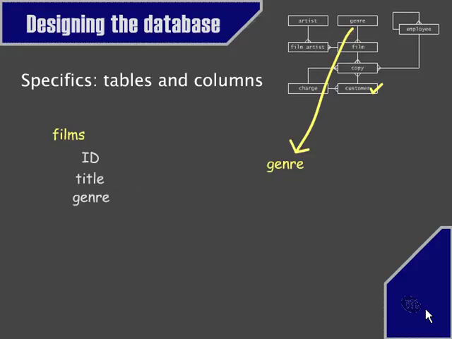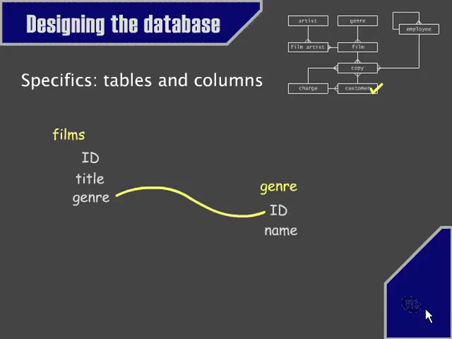So let's take a moment to draw up our genres table so we know what we're relating to here. Our genres table will contain, again, an auto-incrementing primary key, and we're going to call that the ID column. We'll also have the name of the genre, and the link will be on the ID column of the genre and the genre column of the films table.